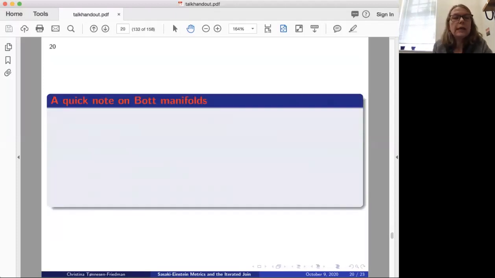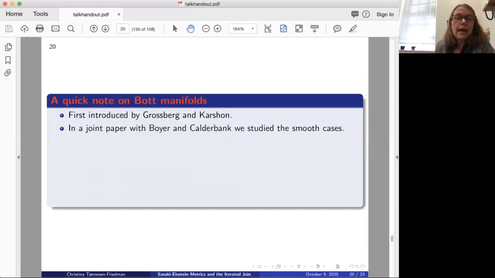All right, so what are these Bott manifolds? They were first introduced by Grossberg and Karshon, and I've been told I pronounce this in a bad way, but I do what I can. I got to know about those doing joint work with Charles Boyer and Christina Tønnesen-Friedman, where we studied the smooth cases from the point of view of Kähler geometry and looking for special Kähler metrics.